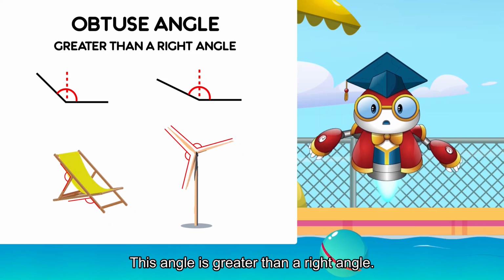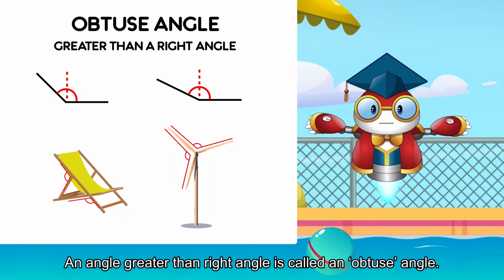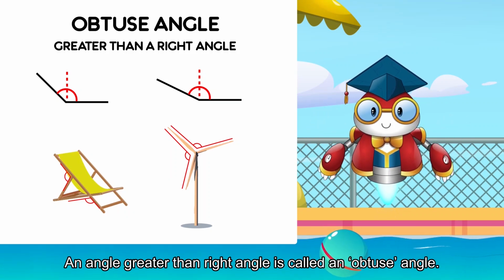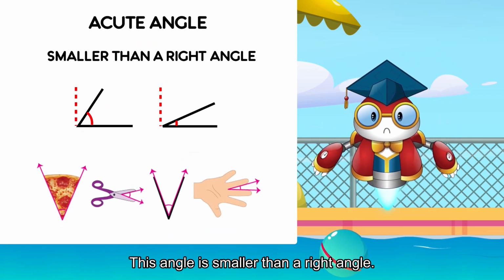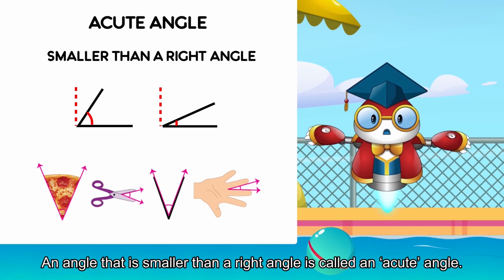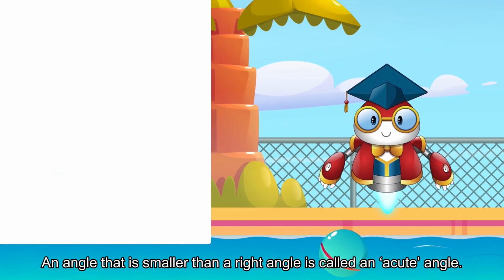This angle is greater than a right angle. An angle greater than a right angle is called an obtuse angle. Here are some examples. This angle is smaller than a right angle. An angle that is smaller than a right angle is called an acute angle.